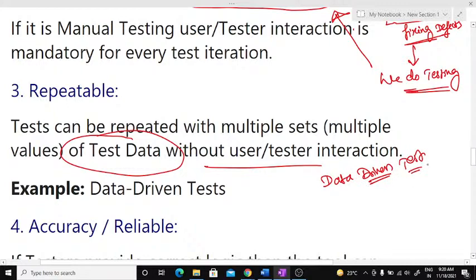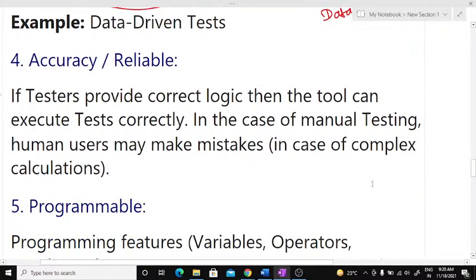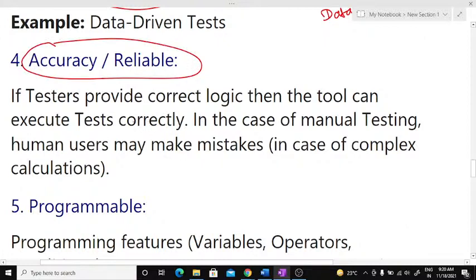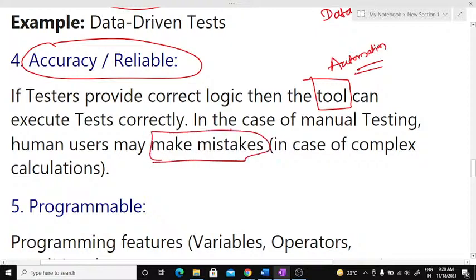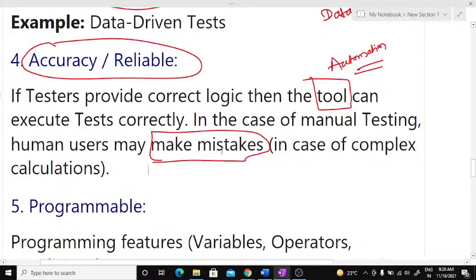Then accuracy: if the tester provides correct logic, then the tool can execute the test correctly. In manual testing, human errors may cause mistakes. We can expect more accuracy and reliability by using the automation tool.